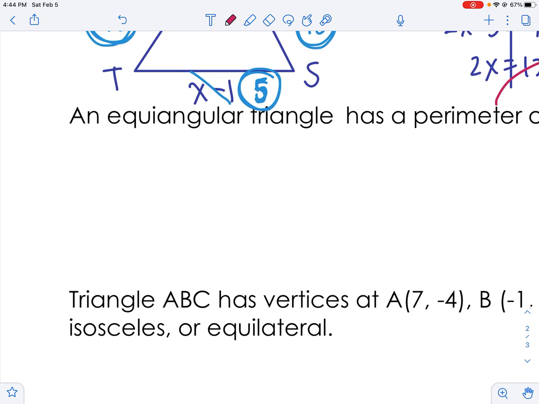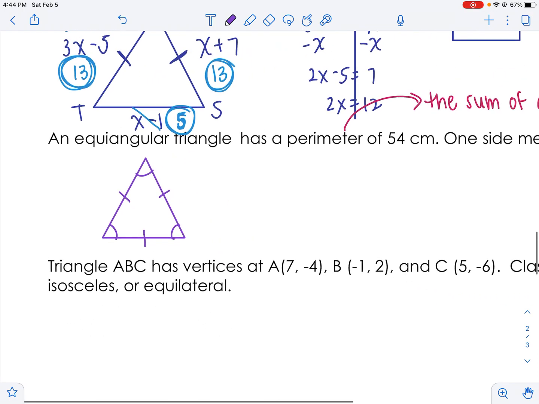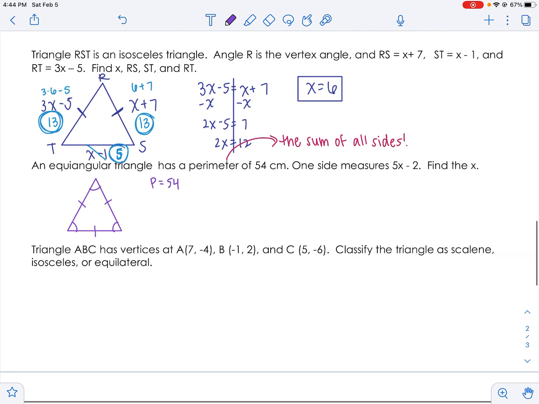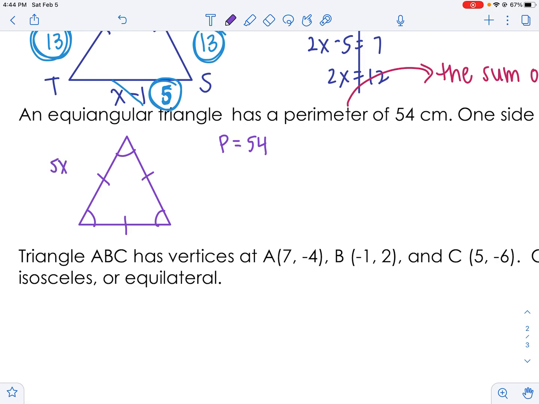Okay, I'm going to go back and go ahead and draw a picture. So it says equiangular. Now remember, if it's equiangular, what else do we know about it? What else could I add to my picture? I'm going to give you a minute to think. Hopefully you said ticks, because if it's equiangular, it's also equilateral. I know that it has a perimeter, so the sum of all the sides should add up to be 54. And then it says one side measures 5x minus 2. Well, if one side is 5x minus 2 and it's equilateral, then they should all be 5x minus 2.